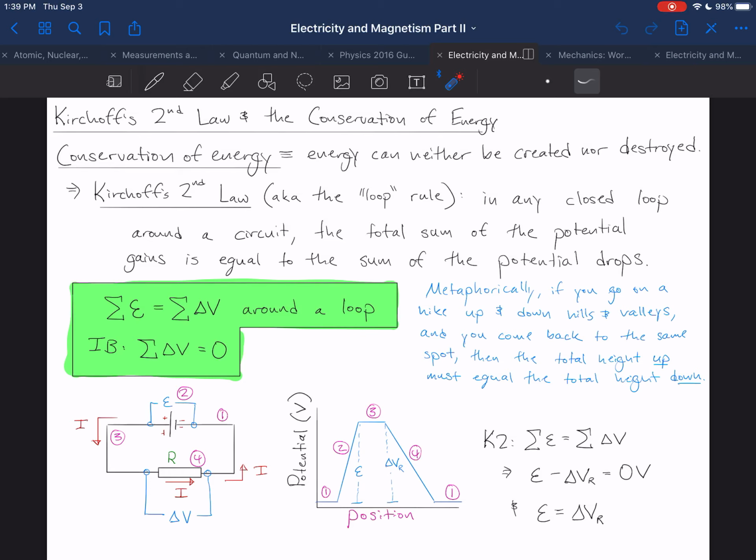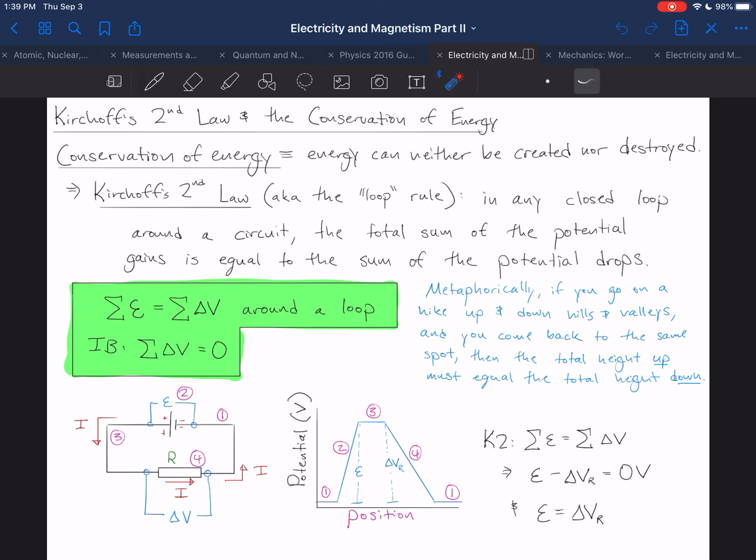In our metaphor, where potential is kind of like height, if you go on a hike up and down hills and valleys and you come back to the same spot that you were originally in, then the total height you went up has to equal the total height you went down. That's exactly what this says. It says the sum of anything going up must equal the sum of anything coming back down.